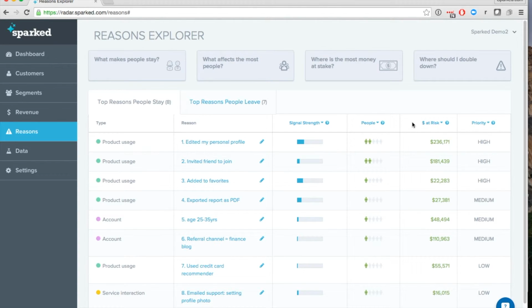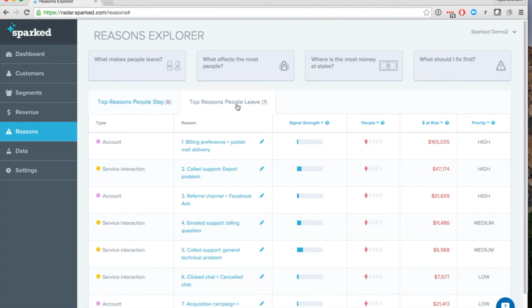But moving to the right, we see the dollars at risk. So this shows us the total monthly recurring revenue for the accounts that are connected to this factor. And then we run a calculation that assigns a priority rating to the factor, which is really just a combination of the signal strength and the number of people. So the more people and the higher strength the signal, the higher priority ranking it gets.